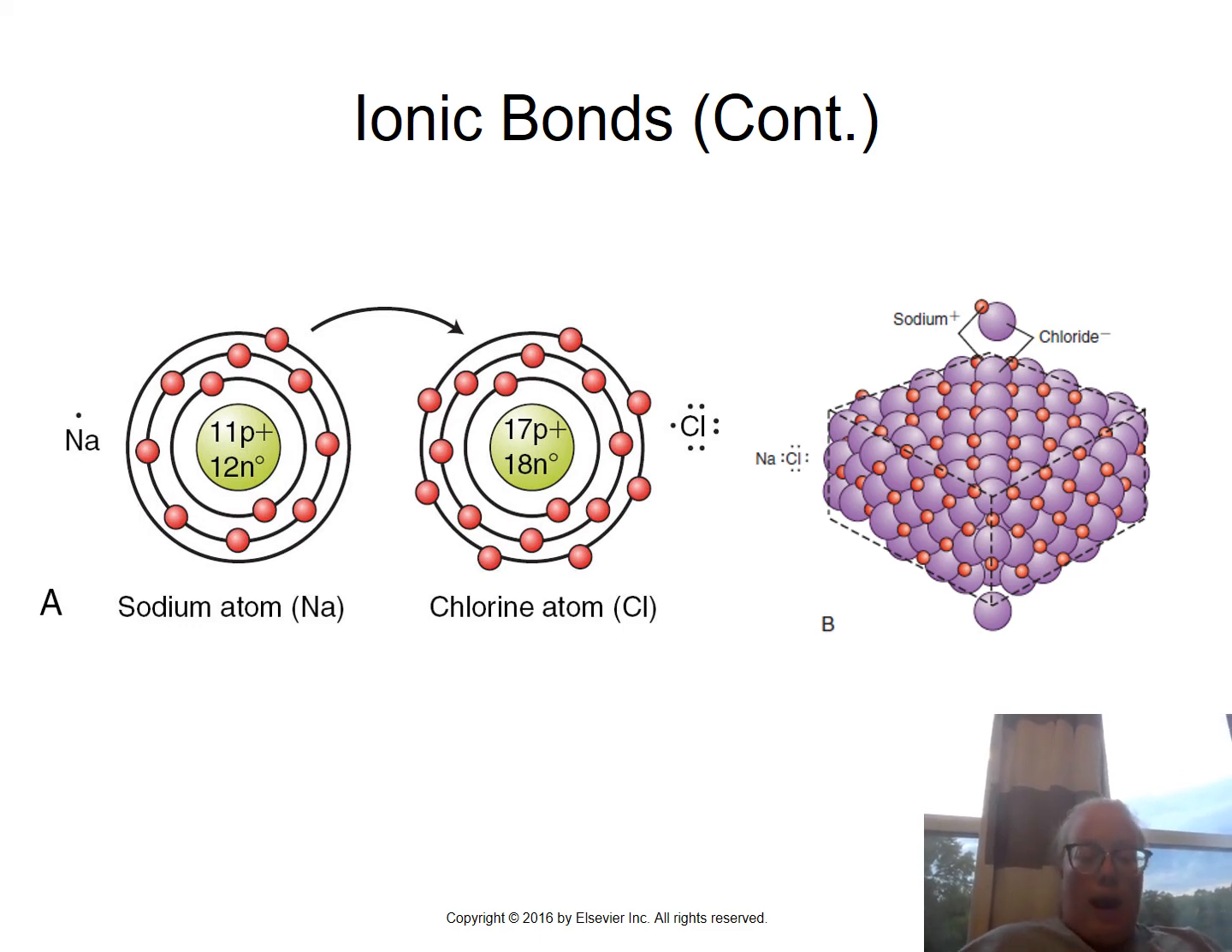In the figure on the right, you see a crystal of sodium chloride, which is essentially table salt. The sodium and chloride ions alternate in a definite, regular, and geometric pattern.